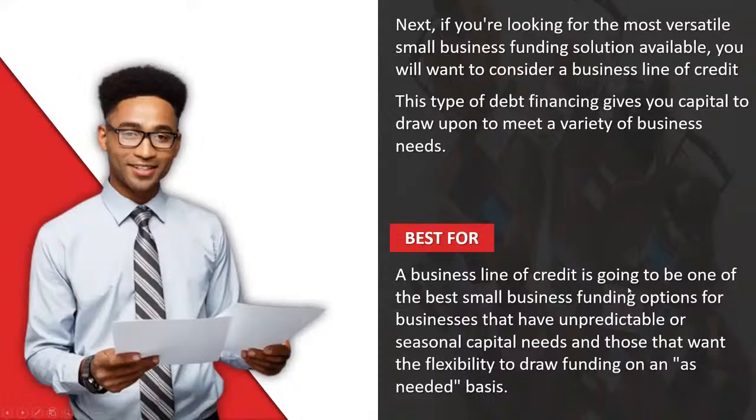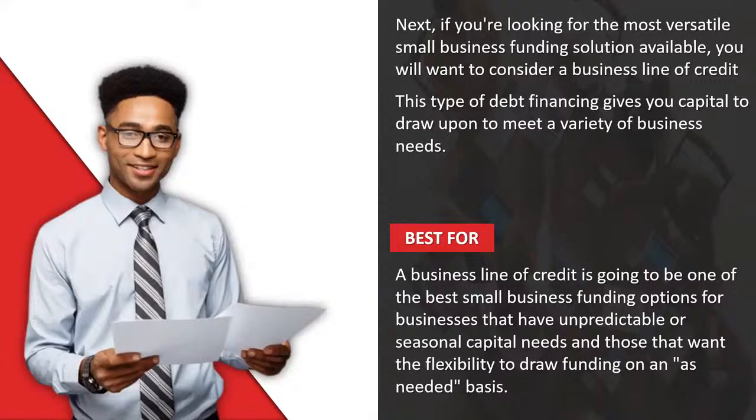A business line of credit is going to be one of the best small business funding options for businesses that have unpredictable or seasonal capital needs, and those that want flexibility to draw funding on an as-needed basis. What that means is that with a loan, you're borrowing $100,000 over a certain period of time, making payments. With a business line of credit, you're getting access to a certain amount of money.